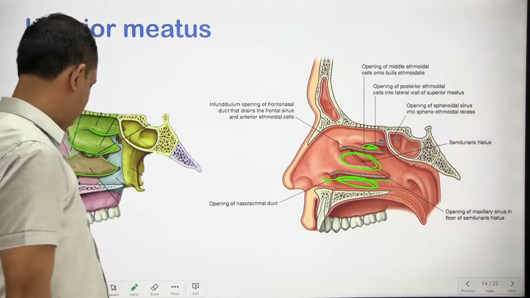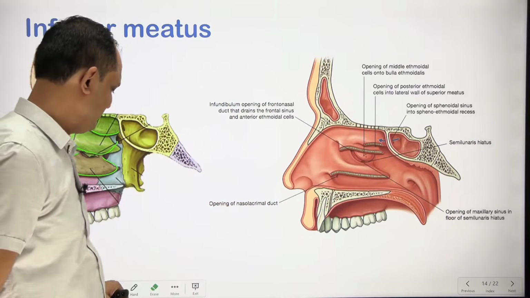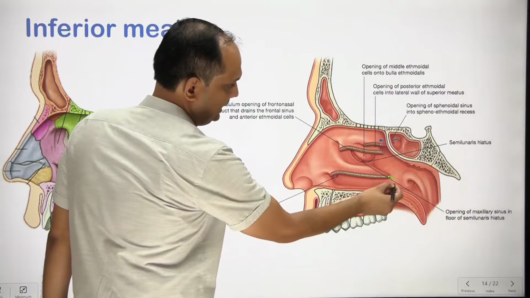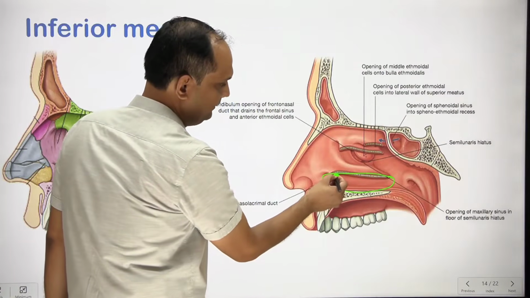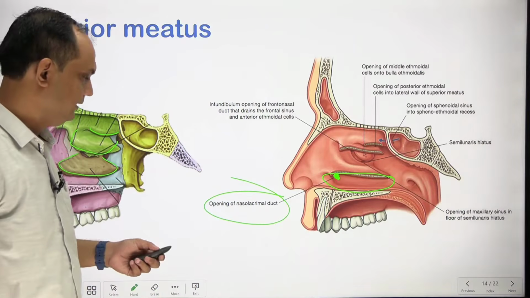So what is meatus? Meatus is nothing but the space below the bony projections in the lateral nasal wall. And in this lateral nasal wall, in the inferior area, in the anterior part you have the opening, and this opening is the opening of the nasolacrimal duct. Clear?